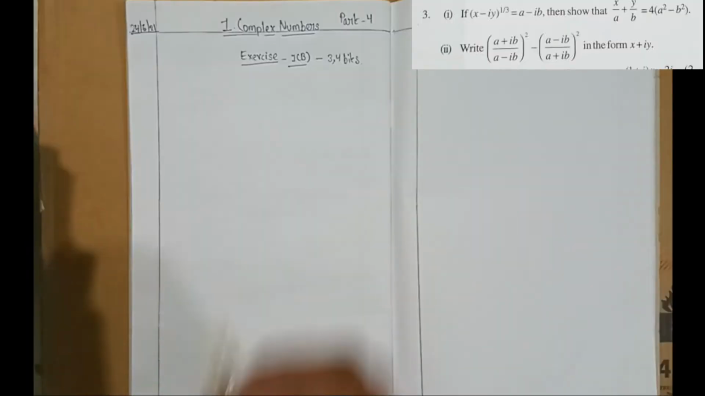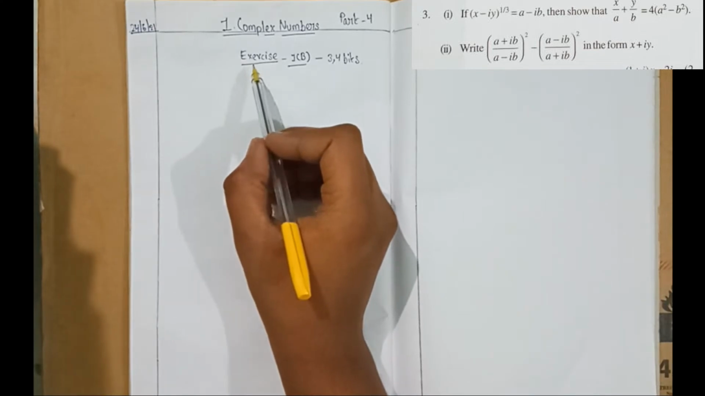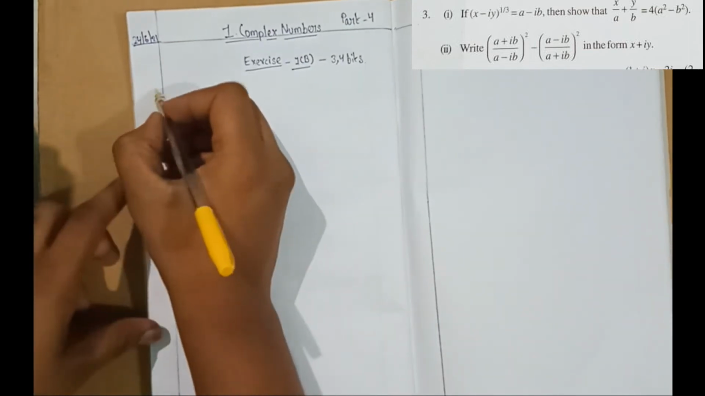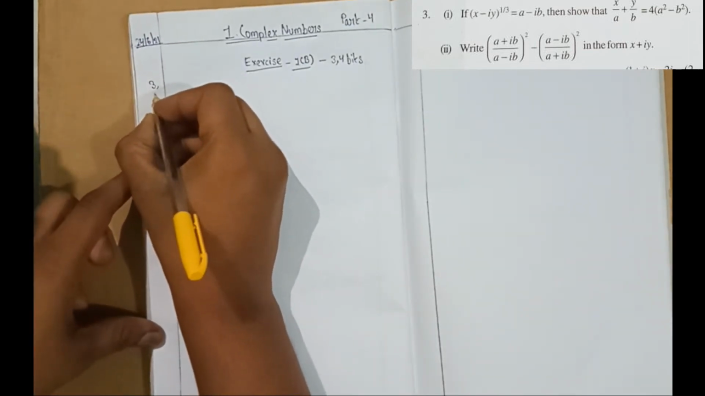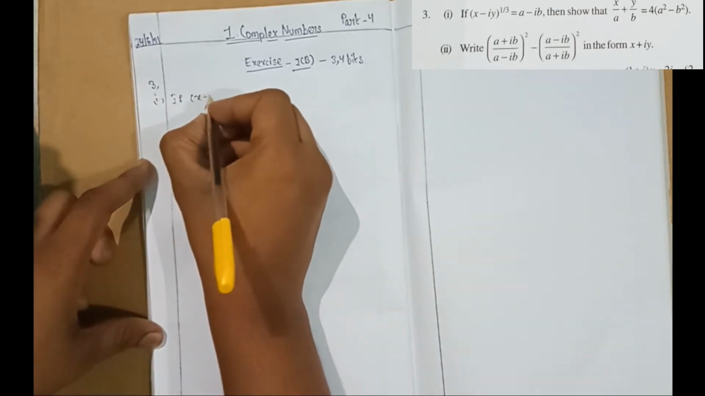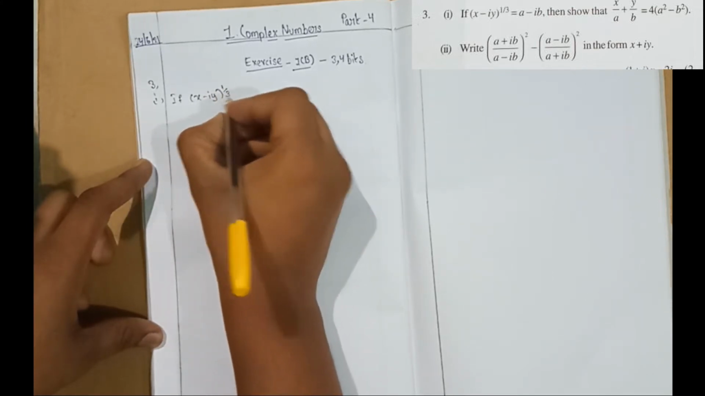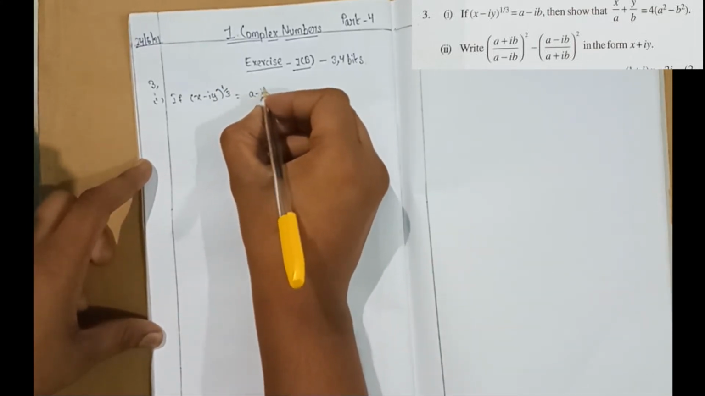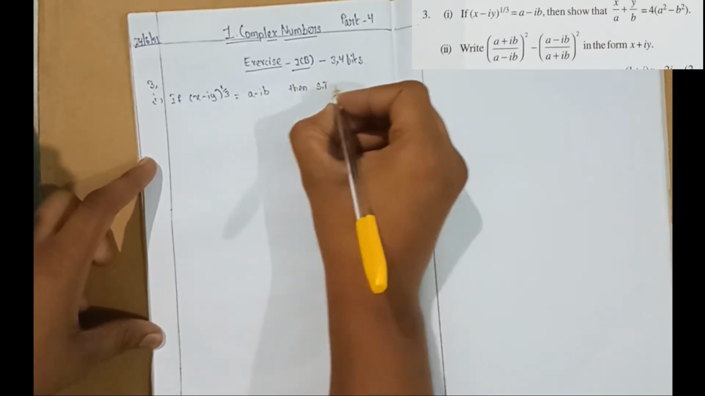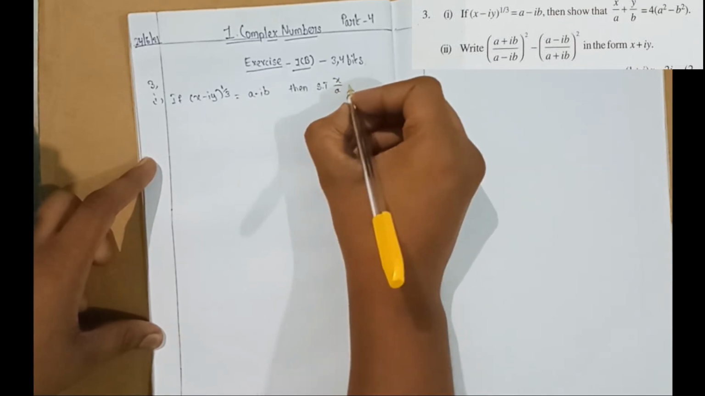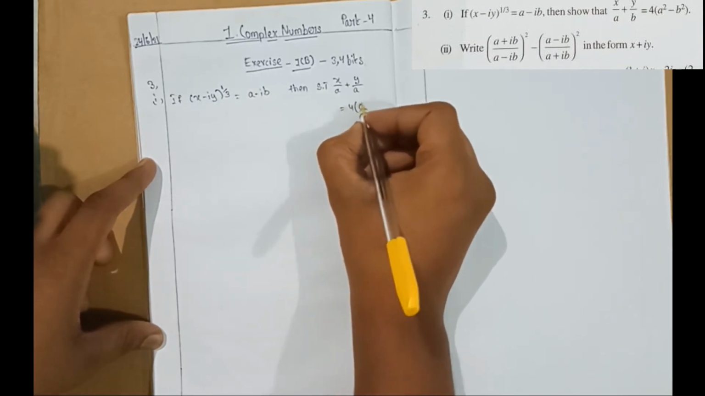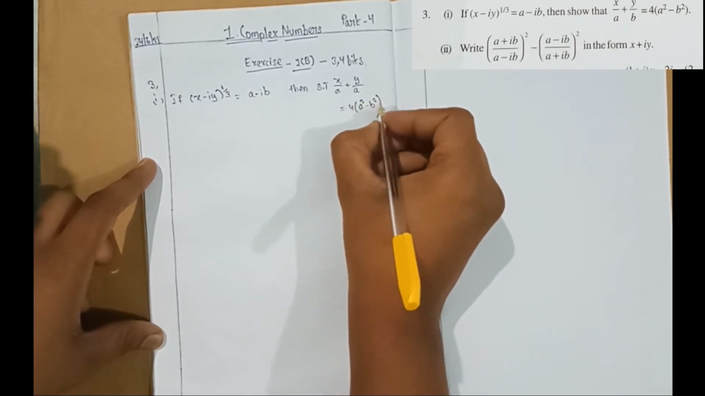Enjoy the video. So now we are going to solve the problems based on exercise 1b, bits 3 and 4. In this third bit, the first one: if (x minus iy) whole power 1 by 3 equals a minus ib, then show that x by a plus y by b equals 4 of (a square minus b square).